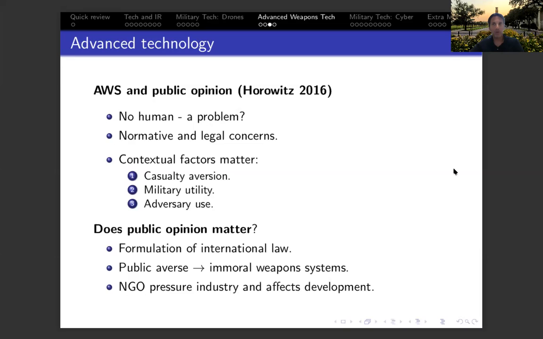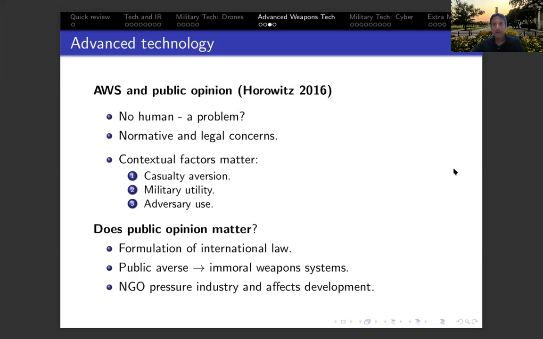Lastly, NGOs, which are non-governmental organizations, also rely on the argument that the public is averse to that to put a lot of pressure on the military technology industry, which has an effect on the development of such technology. So we should know more about what public members, and that also translates to elites and political decision makers, actually think about the use of those kinds of weapons, considering all the motivations, not just normative, moral considerations and legal considerations.